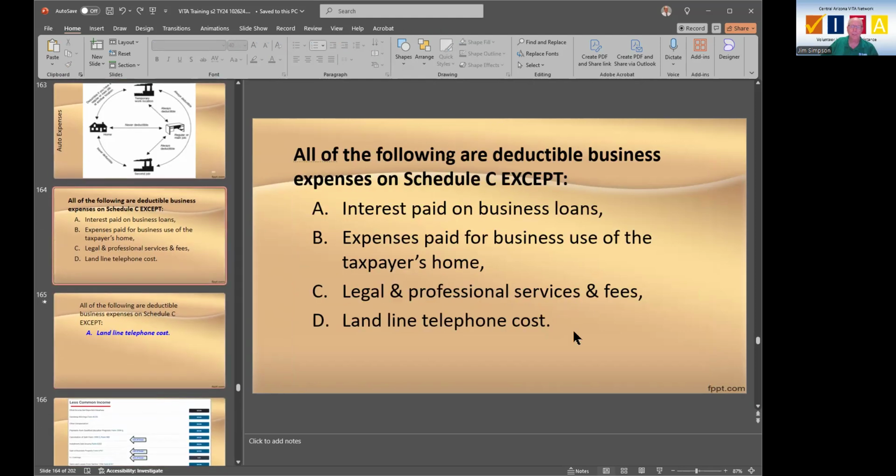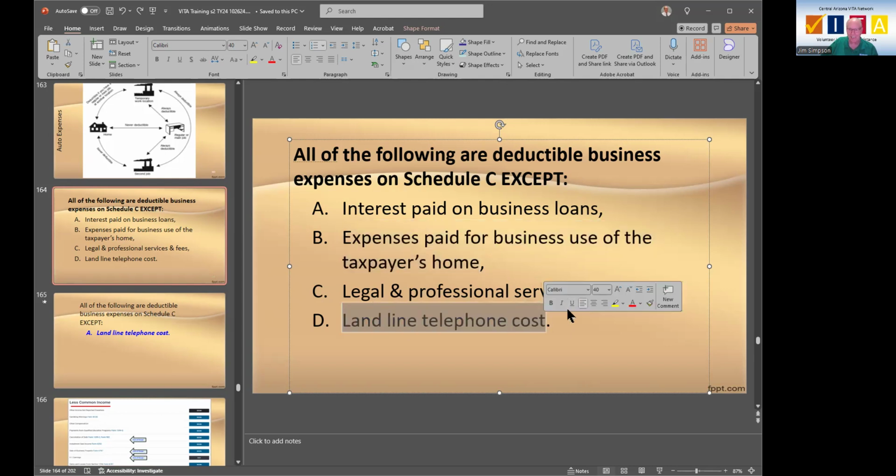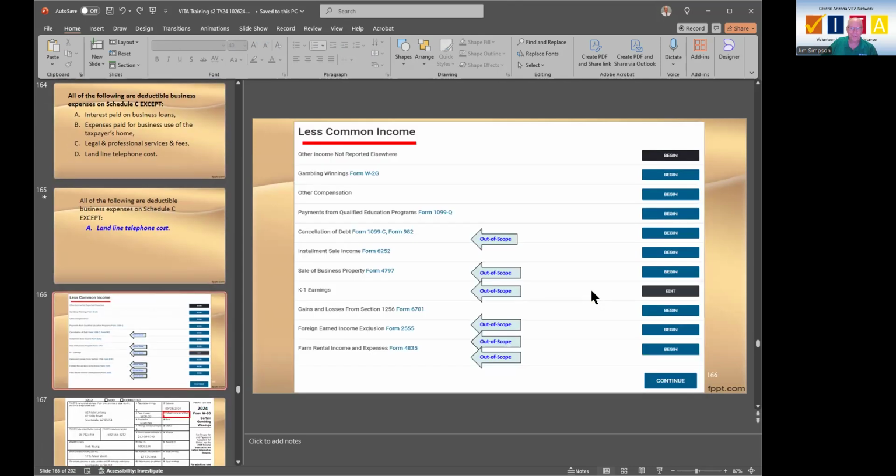Oh, I'm sorry. Now I understand why this was. It says all of this was an exercise. It says all of the following are deductible. Expenses paid for the business use of the home I was describing, that is deductible. Interest paid on a business loan is deductible. Legal and professional services fees are deductible, but this one is not. There we go.